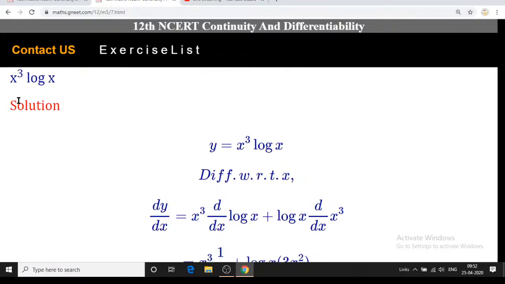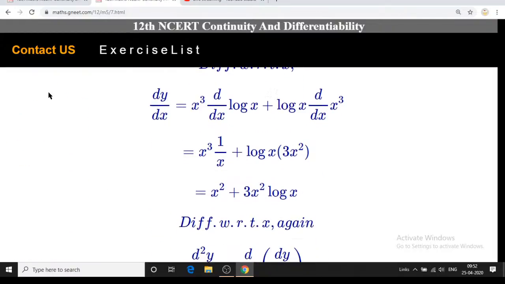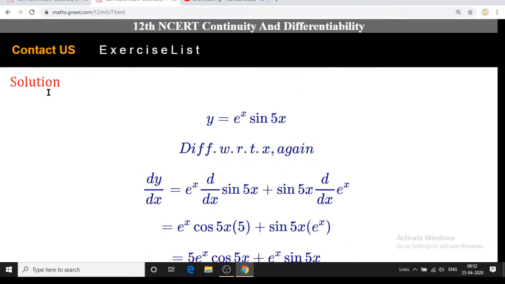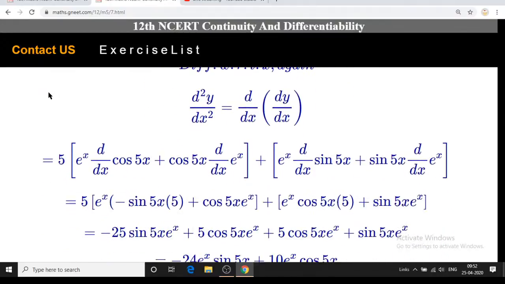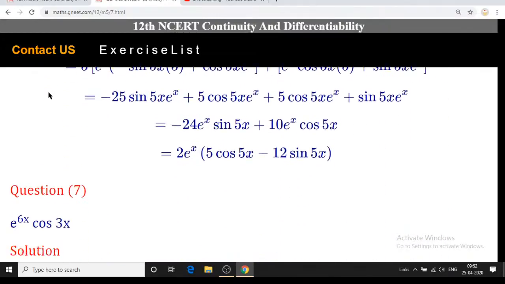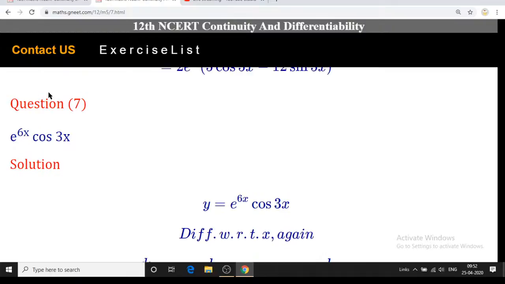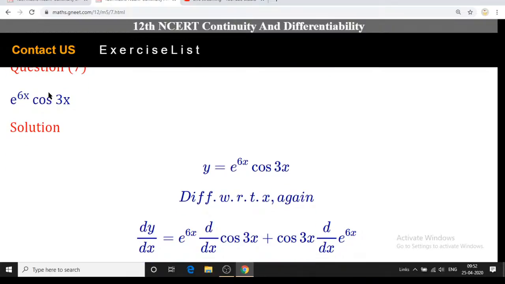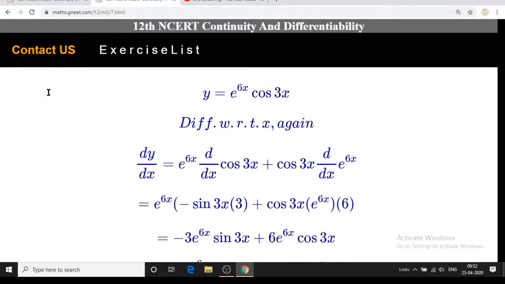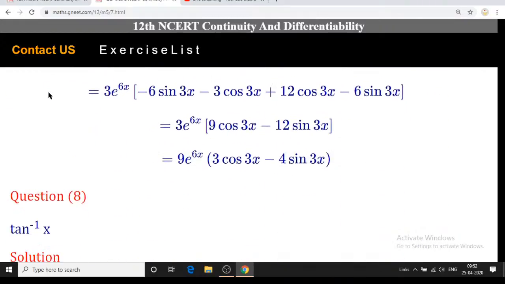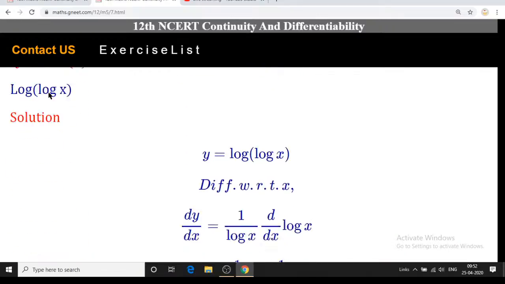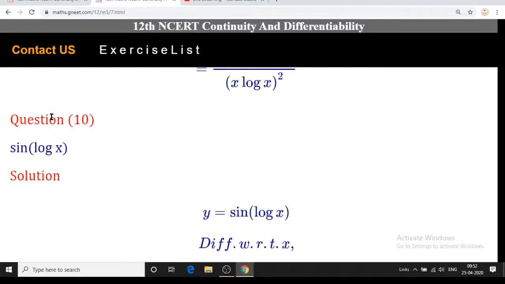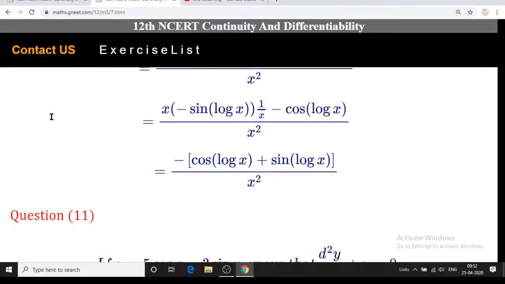Here also, though it is x cube log x, for the first order derivative it is u into v, and for the second term also you will have to go for the same approach. Here we are going to solve now. I am going to solve question number 11 first, because the remaining are very easy. Just try, and I have full guarantee that you can solve them within half an hour.